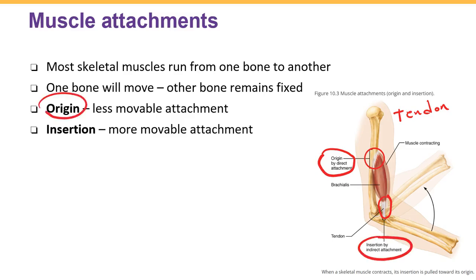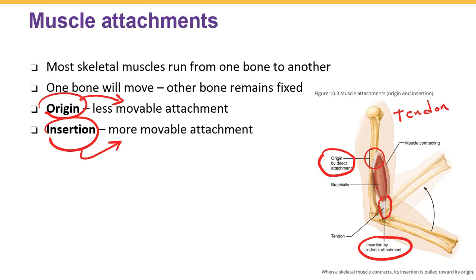So we have origin and insertion. The origin is the less movable attachment, and the insertion is the more movable attachment. What does that mean? When a muscle contracts and makes movement, it's going to move the bone over another bone, right? So when the muscle contracts, the insertion moves toward the origin.